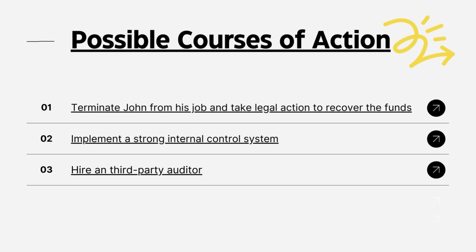Third is to hire a third-party auditor. This option involves hiring an independent auditor to conduct regular audits of the modular manufacturing division. This would provide an objective assessment of the division's operations and detect any fraudulent activities in the future. However, this may be an expensive option and may not prevent fraudulent activities entirely.